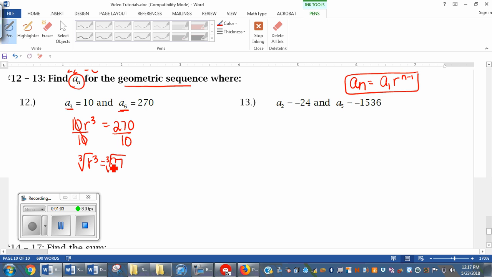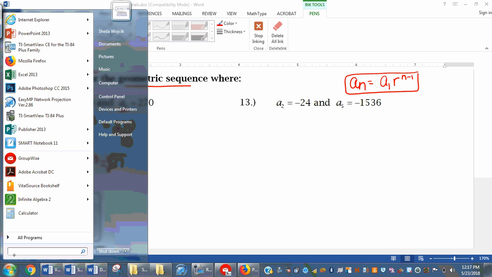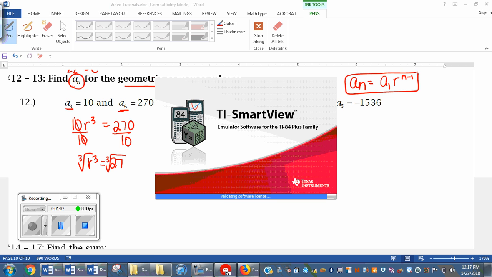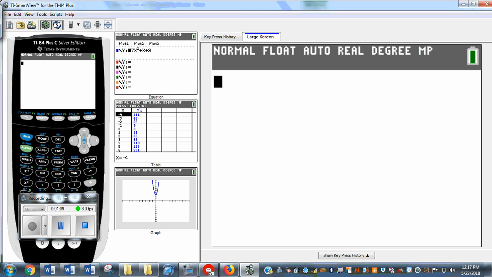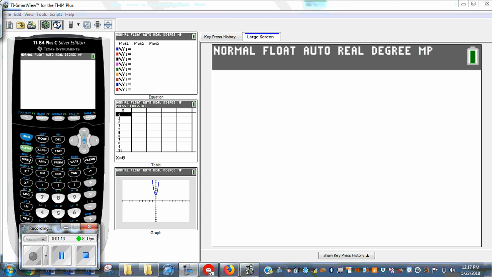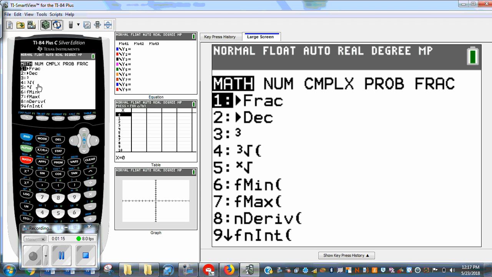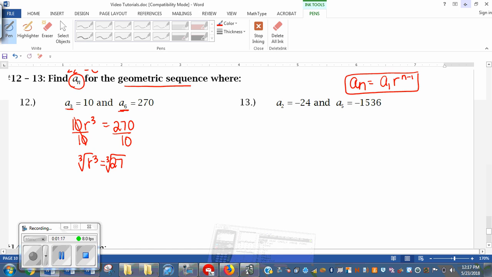If for some reason you forget what the cubed root of 27 is, which is 3, you can always use your calculator to find that. So if you click on the math key, the cubed root is under number 4. All right, so now we know R. We have to figure out the first term, and you can't just say 10. 10 is not the first term. What 10 is, is the third term. So 10 is the third term.